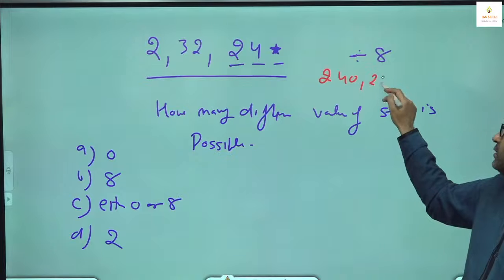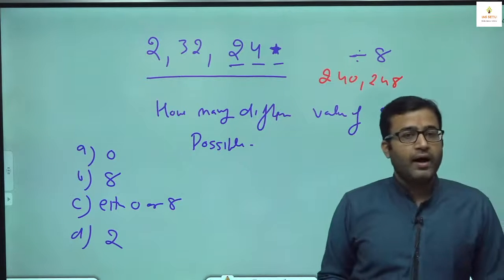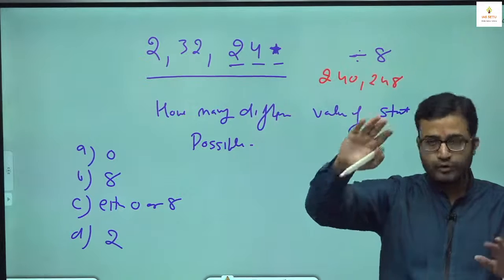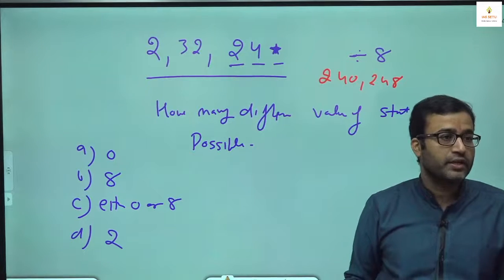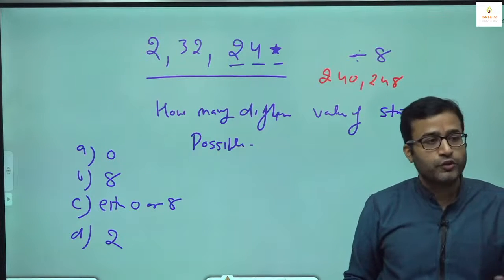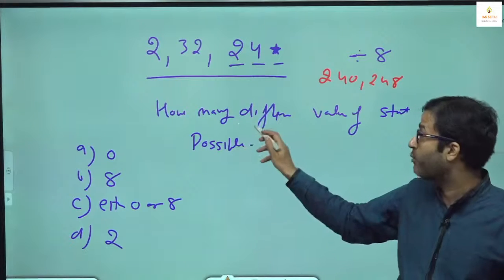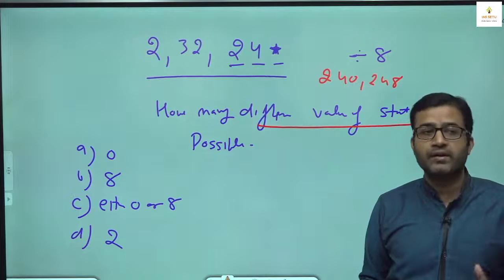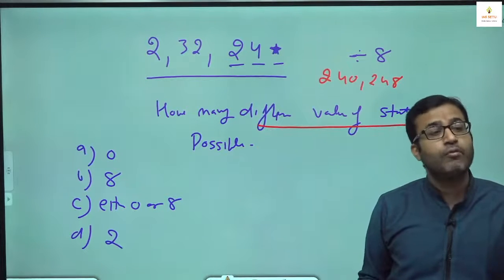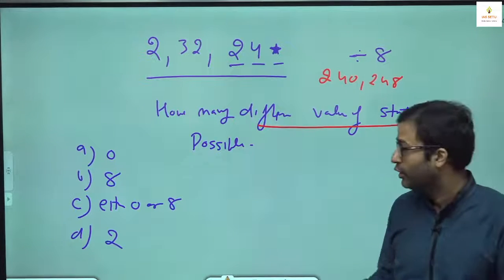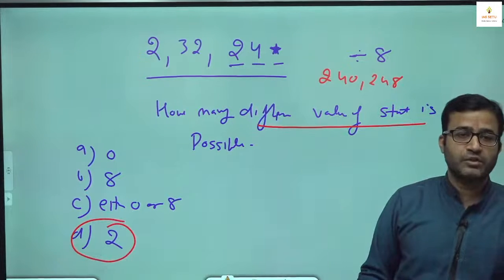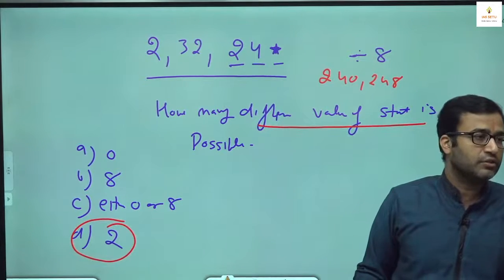अच्छा देखो, आप इस लेवल पे सोच रहे हो, एग्जामिनर उस लेवल पे क्वेश्चन पूछ रहा है. You are correct, 240 and 248. But the examiner did not ask about 240 and 248. एग्जामिनर ने पूछा how many different values of star is possible. स्टार पे आप क्या क्या पुट कर सकते हैं, 0 और 8. How many different values, 2 different values. तो आंसर आ जाएगा D. And you come out of the examination, आप बोले मैंने तो सही मार्क किया था, इधर 0 और 8.